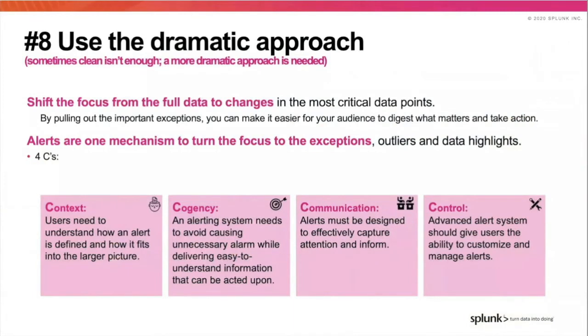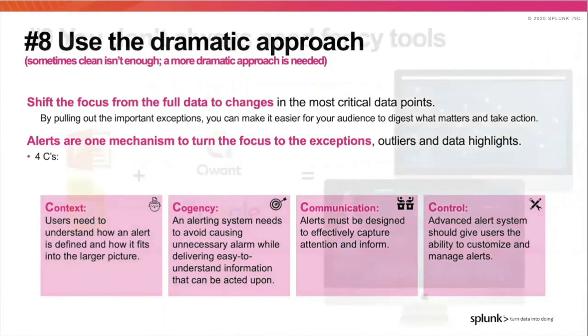Principle number 8: use a dramatic approach. What it means? You can read a little bit later about the 4Cs: rules, context, cogency, communication, and control. But basically, sometimes you need to make things dramatic because it's important. It's needed when it's an alert, when it's something important. So that's the moment when you need to play with outliers and data highlight and how to get attention from people. There are different rules that you can use. Again, the 4Cs. As this session is limited in time, I won't go through this, but you can go back and read it more carefully.